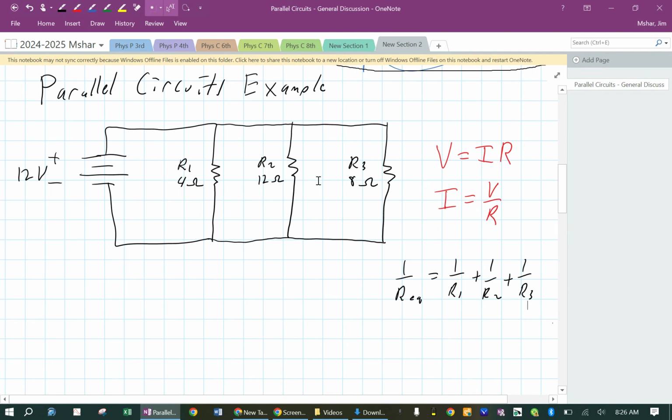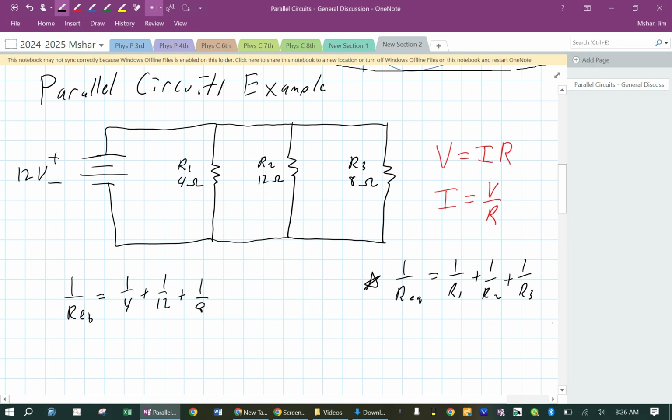Okay, so what we're going to calculate is the total resistance, the total equivalent resistance of your circuit, and we're going to calculate the currents and voltages everywhere. So first, we're going to use this equation. Now, there's a couple ways to do this. There are fractions here, so I'm going to go ahead and sub in what we know. So 1 over the equivalent resistance will be 1 over 4 plus 1 over 12 plus 1 over 8.